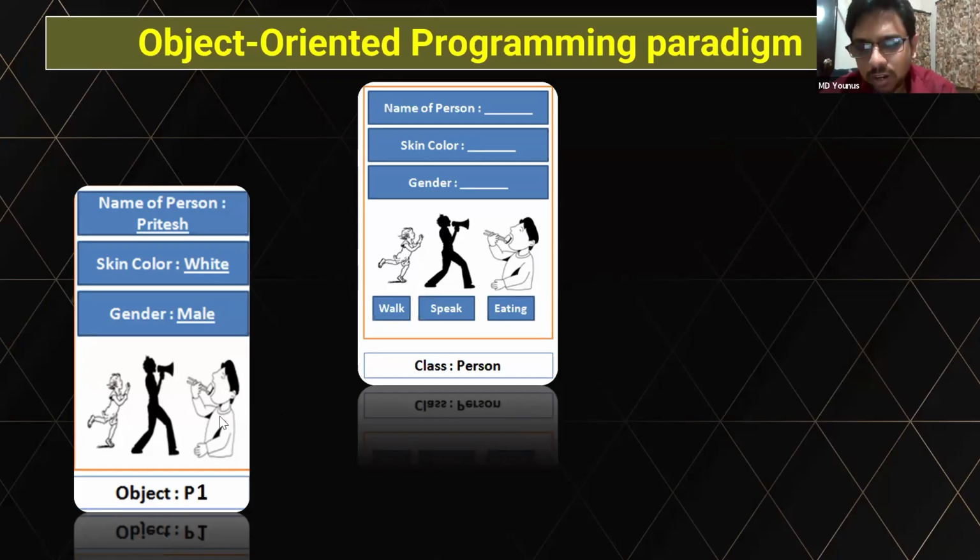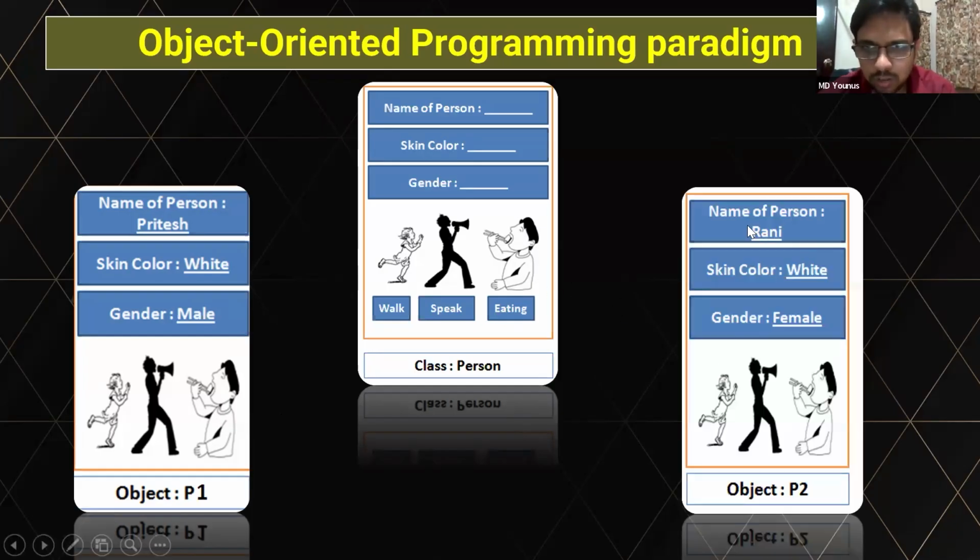Okay. Now can I create one more object for this? Yes, right. Let's say one more object where name of the person is Rani, skin color white, gender female. So like this, how many objects can I create for this person class? Multiple, any number. Okay, any number of objects I can create for this particular class. Great. So two objects of the same class have different values of their variables. Yes, of course.